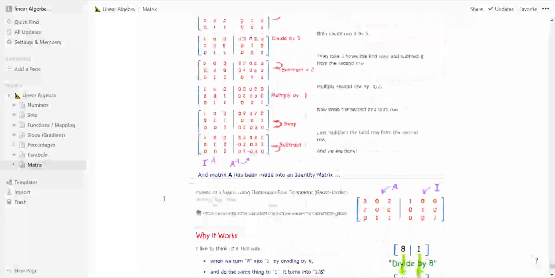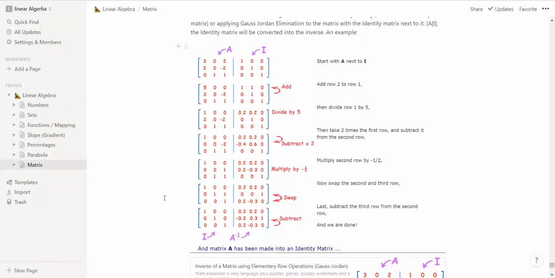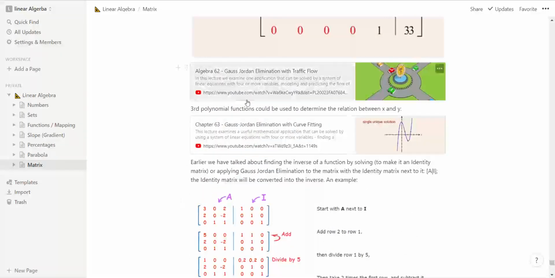Interesting. You could actually get the inverse of a function from it. This is something I'm not really sure I've seen.